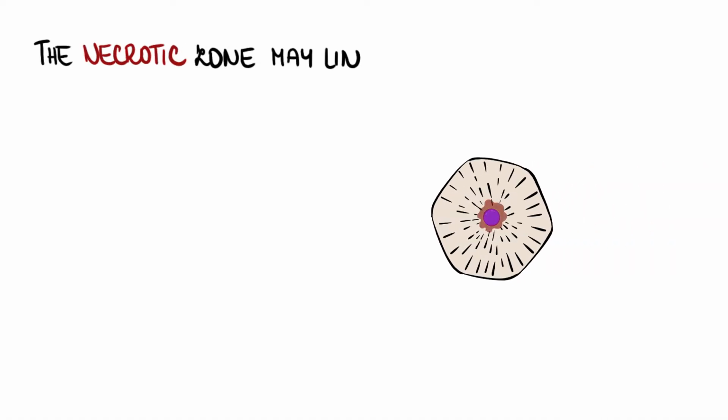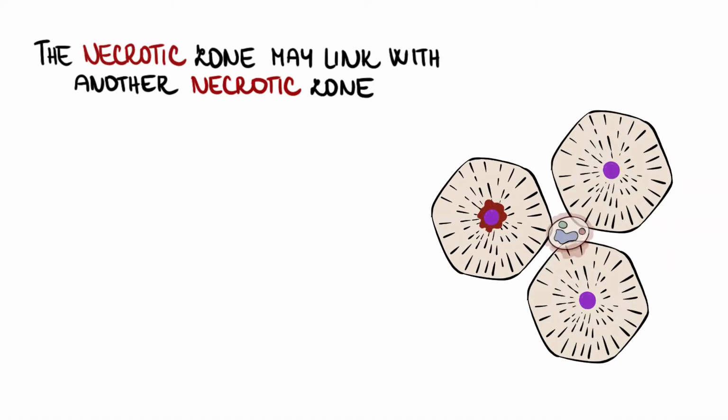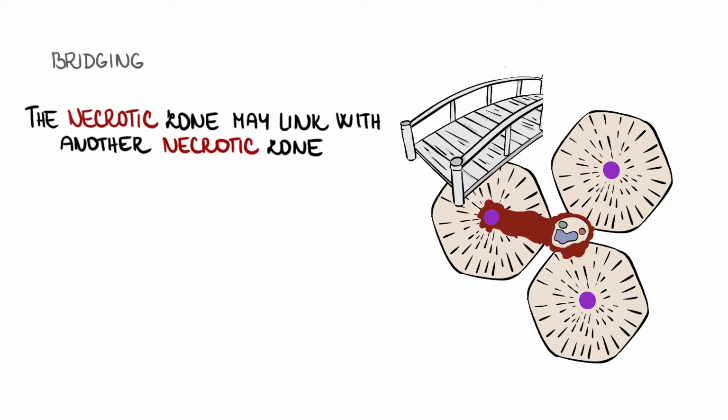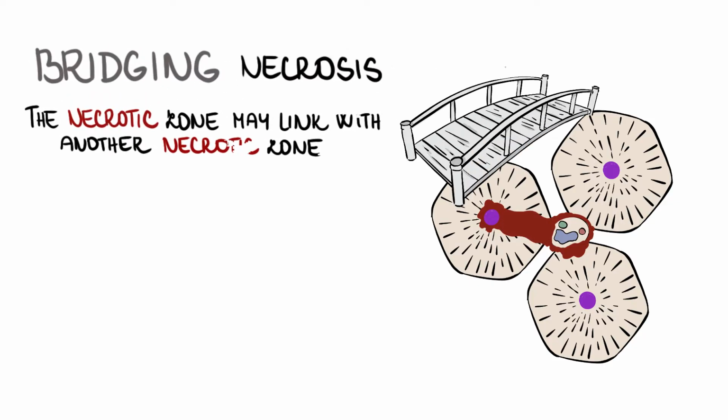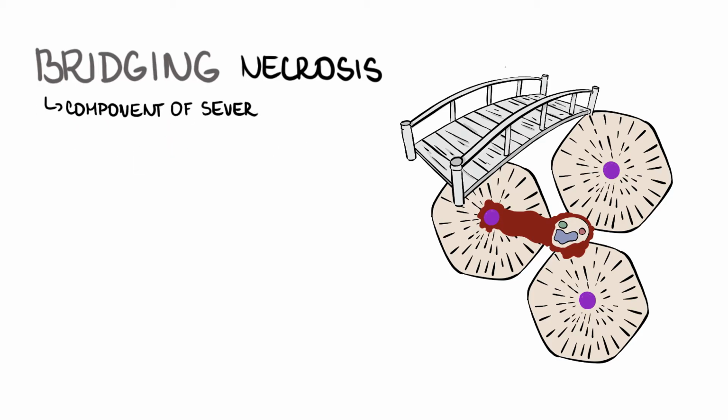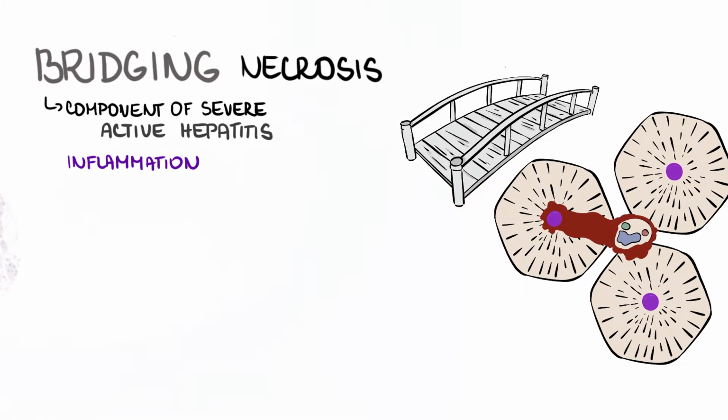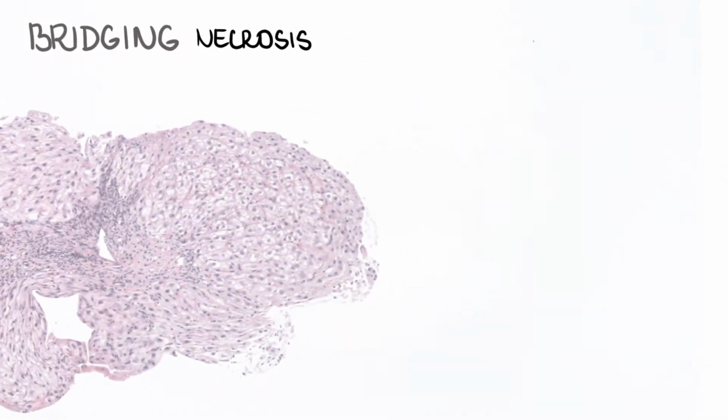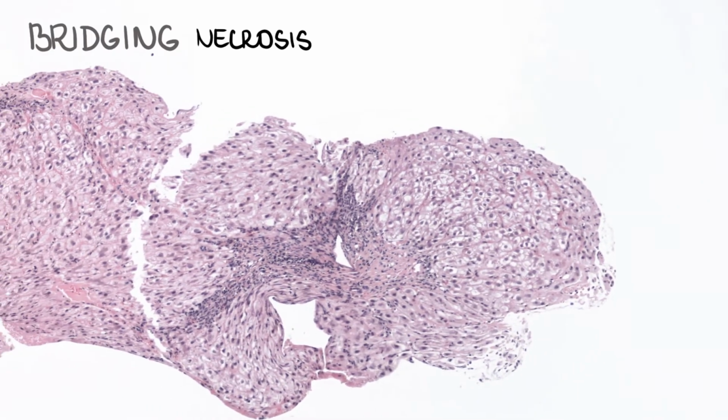In some cases, the necrotic zone may link with another necrotic zone from an adjacent liver lobule. This phenomenon is called bridging necrosis. It's often a component of severe active hepatitis. Therefore, it's usually accompanied by inflammation. This picture may not seem like a liver at first glance.